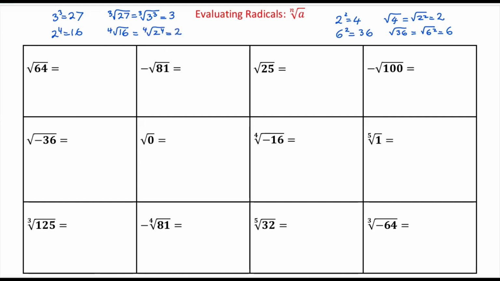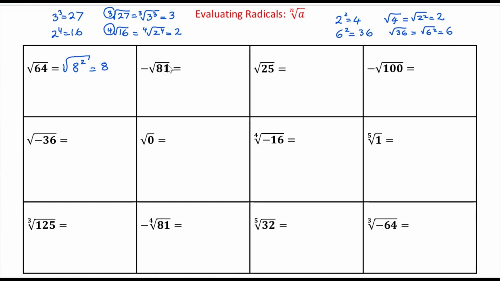These other radical signs use a number called an index to identify the type of root it represents. We write the index on the top left of the radical sign. Let's evaluate these radicals. 64 is the square of 8. Therefore, the square root of 64 equals 8.